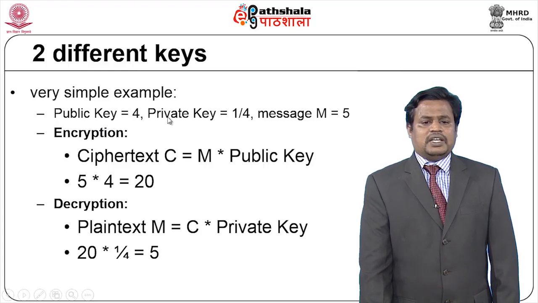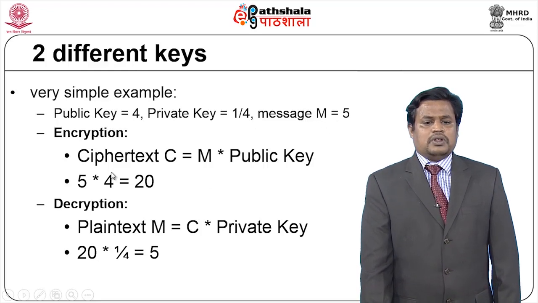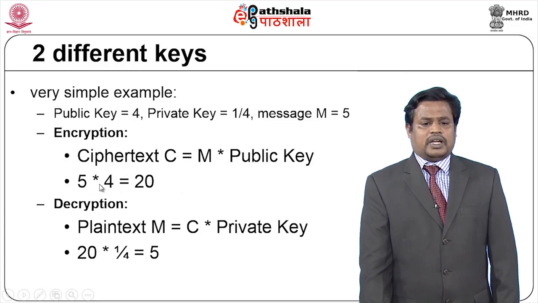The public key is 4, the private key is 1 by 4, the message is equal to 5. So, it is very simple. Ciphertext C is equal to M into public key, that is 5 into 4 is 20. For decryption, plain text is equal to C into private key, that is 20 into 1 by 4 is 5. So, now we are able to get back the message. What is the message? 5.